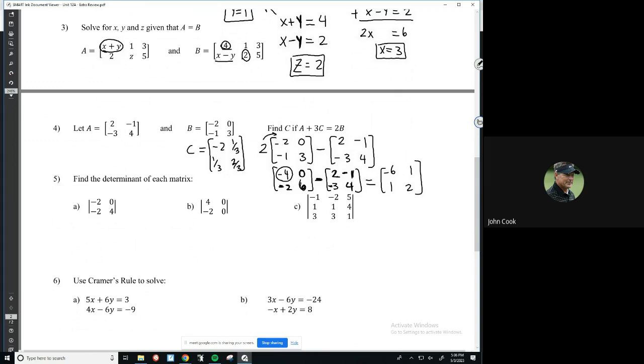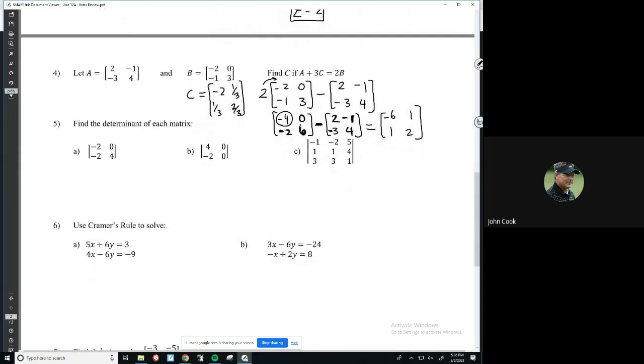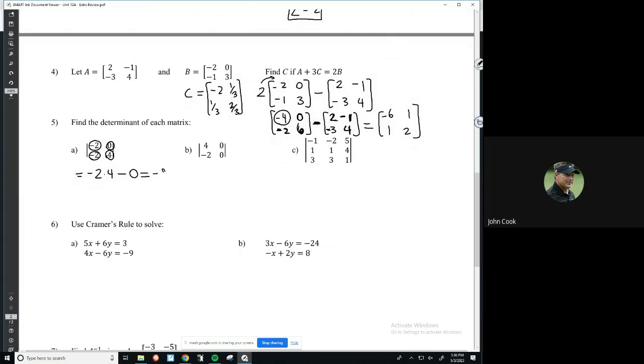All right, next up. Letter A for number 5. Find the determinant of each matrix. Okay, so with a 2 by 2 case, which is both of these, there's a real simple way to find the determinant. All you gotta do is take this one and this one, multiply them together. So negative 2 times 4, and then subtract away these two multiplied together, which is just 0. So negative 2 times 4 is negative 8. So negative 8 would be my determinant of this matrix.